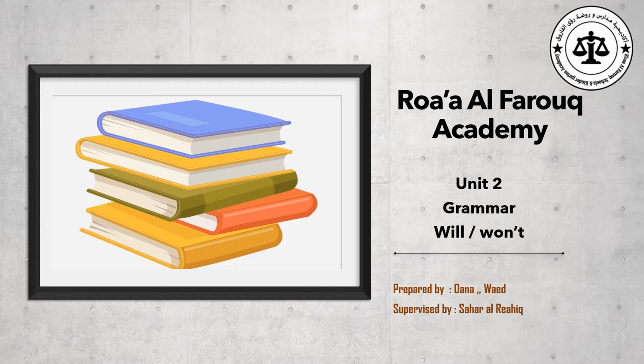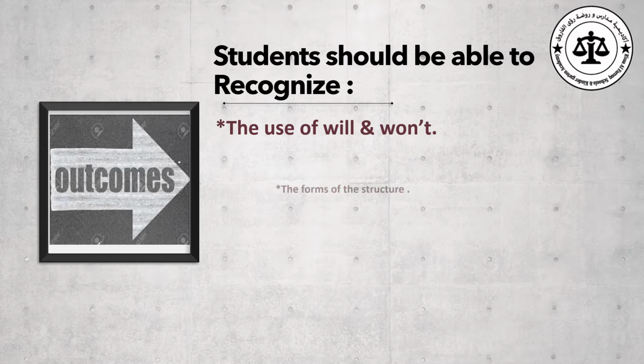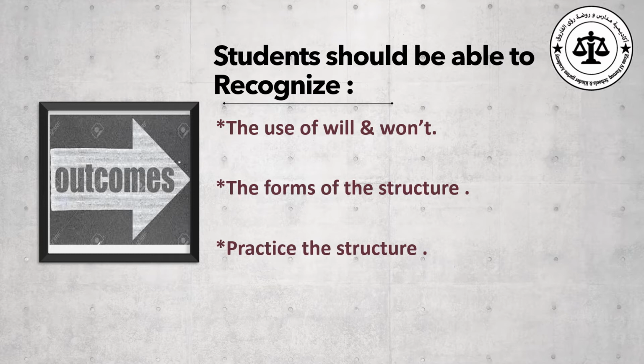Today, we are going to explain the second structure of this unit. This is will. So, let's start. In our lesson today, students should be able to recognize and understand the use of will and won't, the forms of the structure, and practice the structure by making questions and answers.